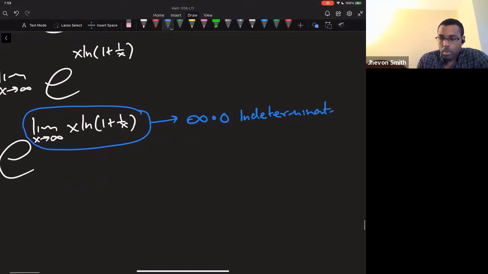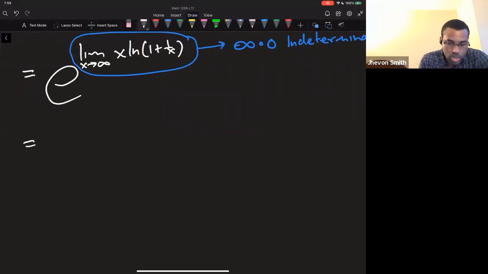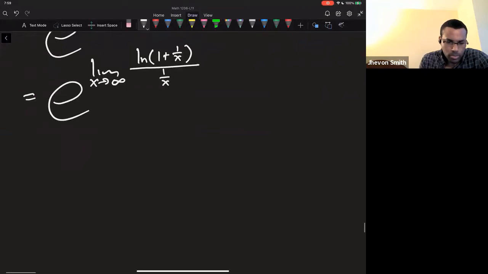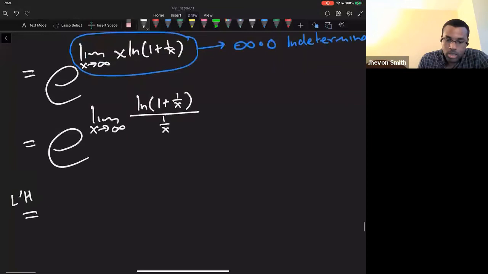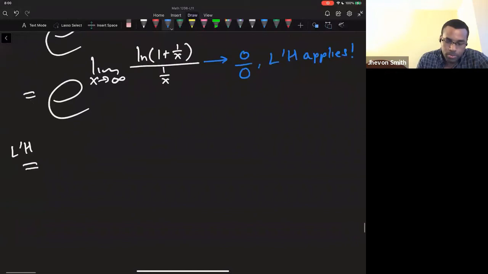But I can do that trick. I have a product. I can turn it into a division, which is what I need for L'Hopital's rule, by taking the reciprocal of one of these guys. So this is going to be ln of 1 plus 1 over x divided by 1 over x. And now I can apply L'Hopital's rule because if you look at this, it actually gives you 0 over 0. So once I get that division, and I realize that it's approaching 0 over 0 or infinity over infinity, only then can I apply L'Hopital's rule. Only then does something like differentiation enter my mind. It wasn't there before. So now I can just differentiate the top, differentiate the bottom.